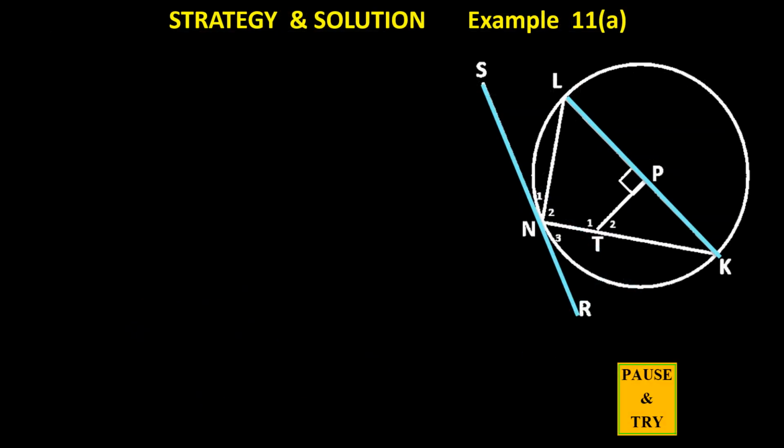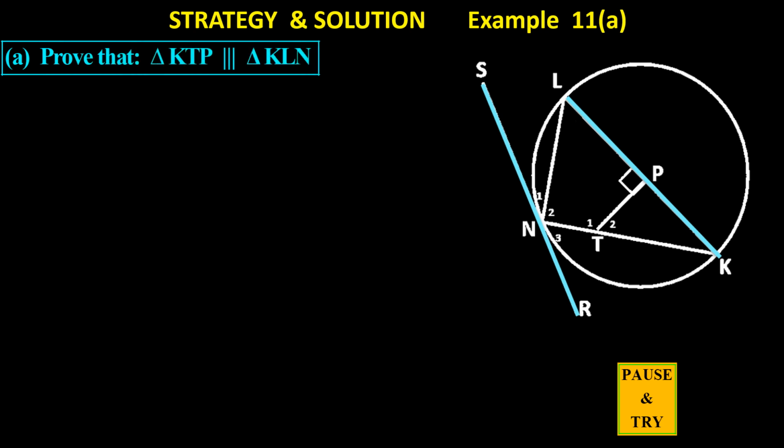Now let's look at the solution to example number 11. The first one here, as you can see, is a very direct question. They clearly ask you to prove that two triangles are similar. So we have to show K is equal to K, and T is equal to L, and P is equal to N. Very direct, very easy.